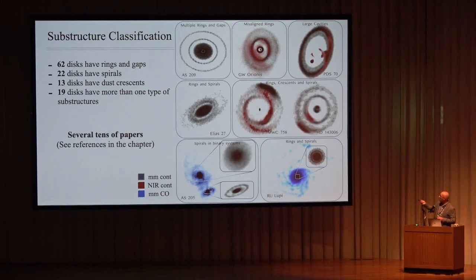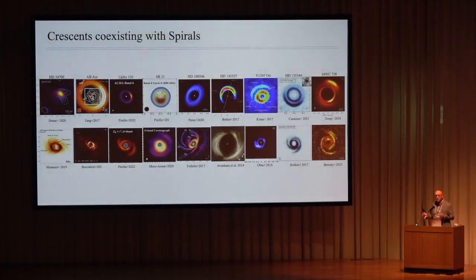Rings meaning they're circular rings; they appear elliptical because they are inclined. 22 disks have spirals, 13 disks have crescents, 19 disks have more than one structure. As you can see, structures are observed in millimeter continuum, near infrared, and in some cases in CO gas, although we cannot achieve the same angular resolution in molecular lines as in continuum, for the reason that I explained before.